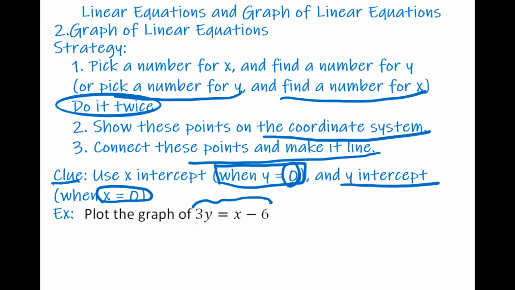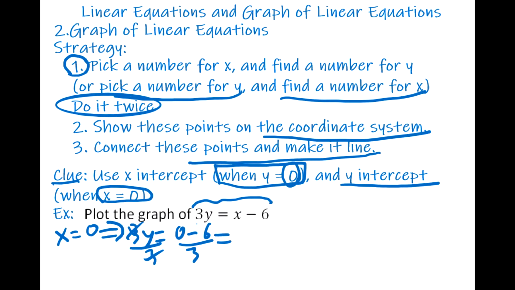For example, if you look at here, plot the graph of 3y is equal to x minus 6. If you look at number 1, it says pick a number for x. So let's say when x is 0, what is y? And then 3y is 0 minus 6, right? So it's going to be 3y is negative 6, so divide both sides by 3. These are gone. And then y is negative 6 divided by 3, which is negative 2, guys. So I have the first point. Let me write the points here. I'm going to call this point A, which is 0 and negative 2.